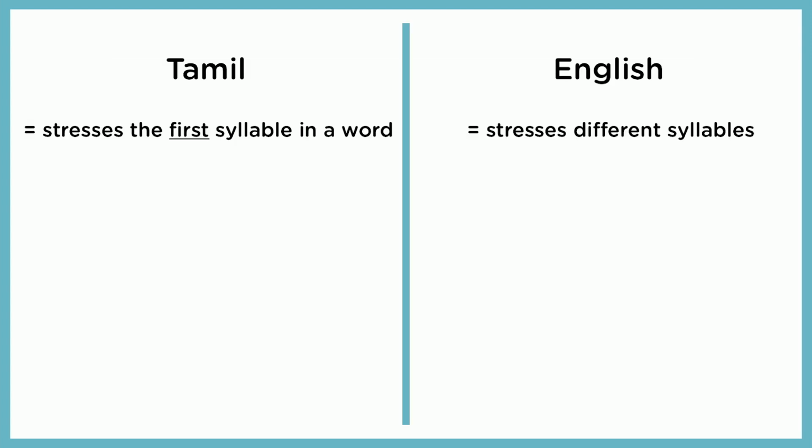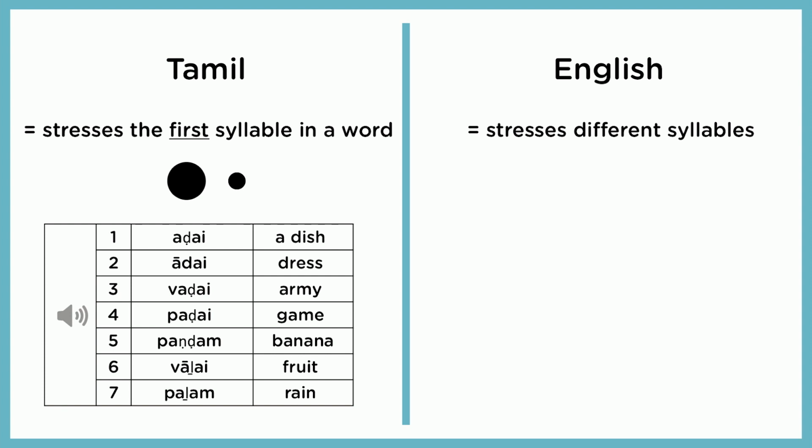Now, like Jay was saying before, the stress patterns in your first language can be quite different to English. For example, if we take a look at Tamil, in Tamil the rule is that you always stress the first syllable in a word. So we've got some Tamil words here, and we're going to listen to a recording of these words.